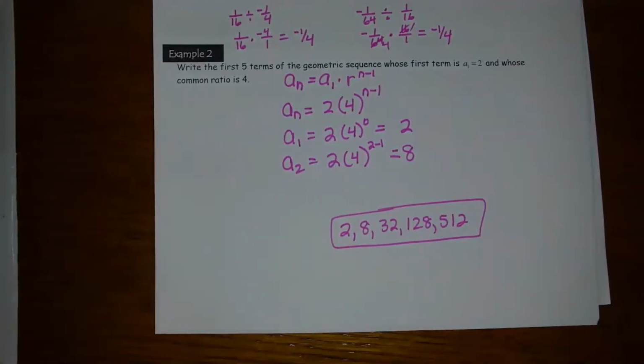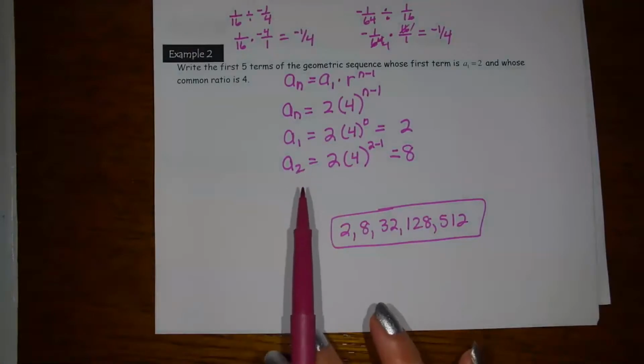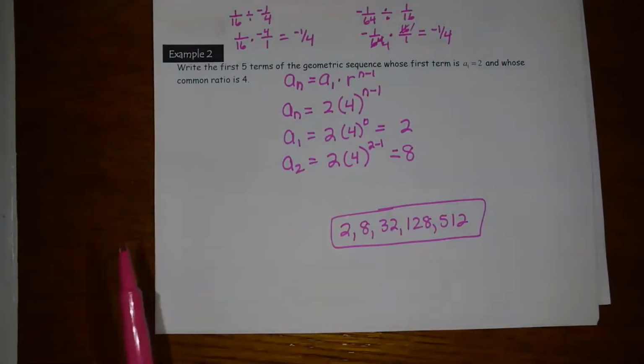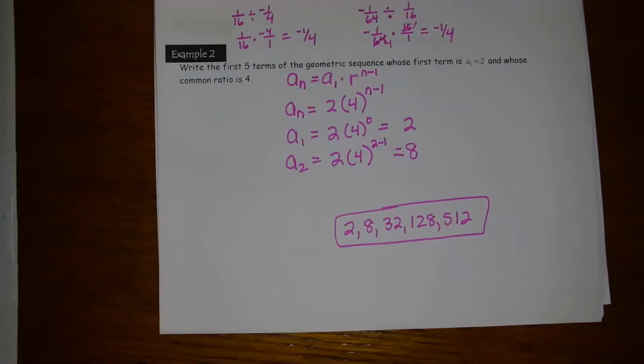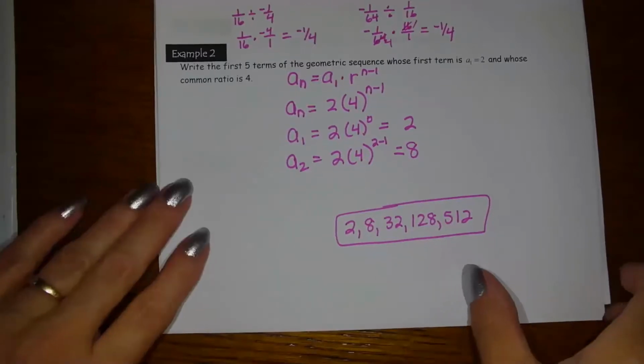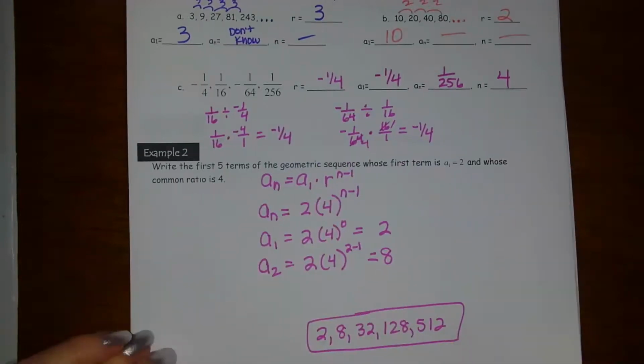I have a choice. Once I know the formula, I can keep plugging them in. I can do this all the way down, or I can say, whoa, I know the common ratio, and if I know the common ratio, I just have to keep multiplying, right? Is everybody okay with how we got these? Not bad, right? And again, you don't have to commit those to memory. You can write them down.